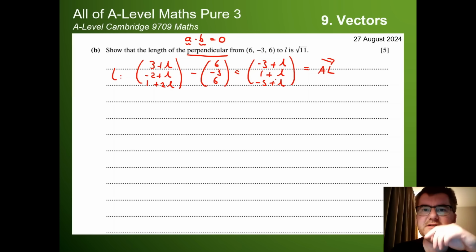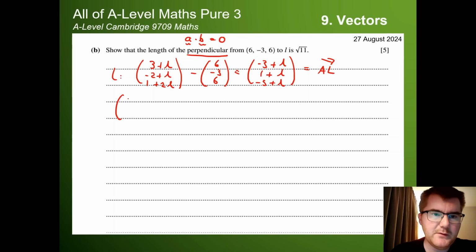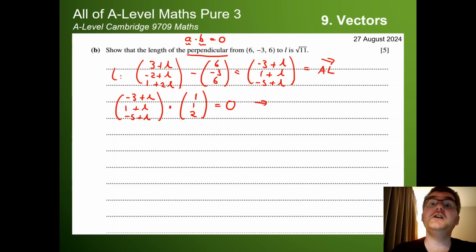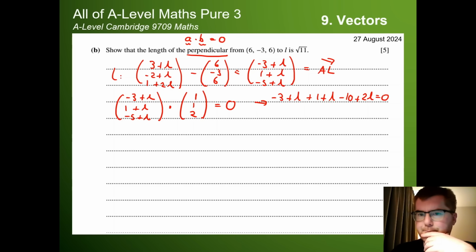And we want this to be perpendicular to the direction of L. So what that means is we want this vector, (-3 plus lambda, 1 plus lambda, -5 plus lambda), the dot product with the direction vector, which is (1, 1, 2), is equal to 0. This gives us an equation to solve in terms of lambda. So I get -3 plus lambda plus 1 plus lambda minus 10 plus 2 lambda is equal to 0.